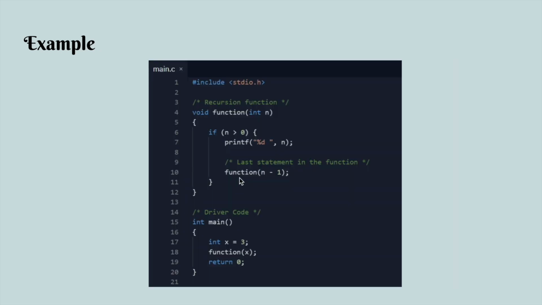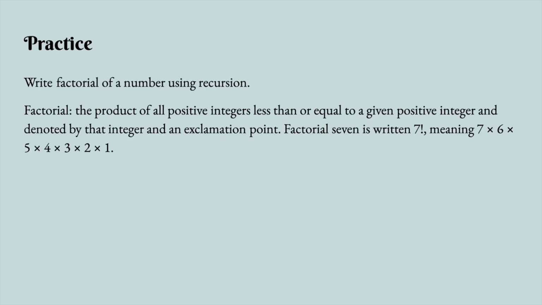Here's another example. We have a function right here, and if n is greater than 0, then we do something. It says that the last statement in the function is going to be function n minus 1. As we can see, it is using itself within it, and that is when you know we're using recursion. So now let's try a practice problem.